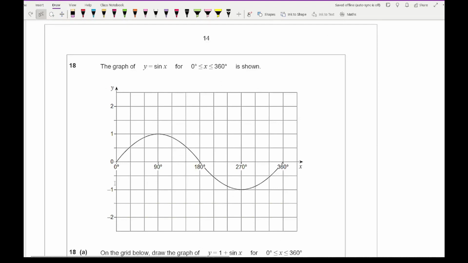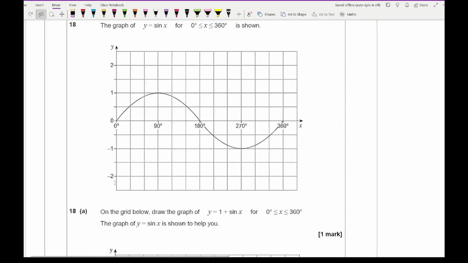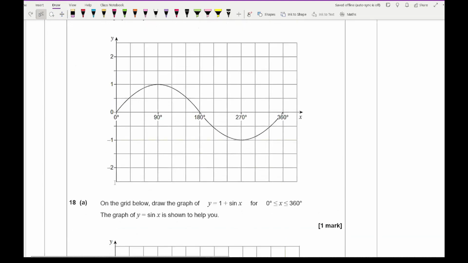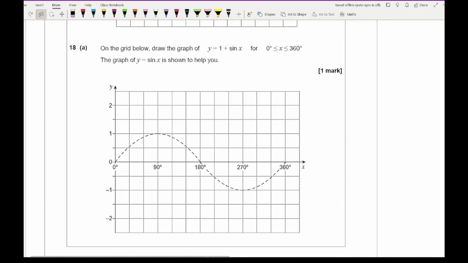Then moving on to question 18, it says the graph of y equals sine x for 0 to 360 is shown. On the grid below, draw the graph of 1 plus sine x, and it's giving me the original curve. So for this, what I need to do is basically shift it up one place because I'm adding 1 to the function. So if I pick the key points on the sine curve, which is what I'm doing there, I'm going to shift those points 1 up. So it's now going to be something that looks like this. And all that's left for me to do is just to join those points up. Hopefully yours will be a lot more accurate than mine, but it should look something like that.